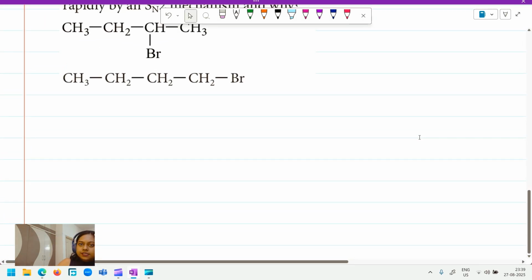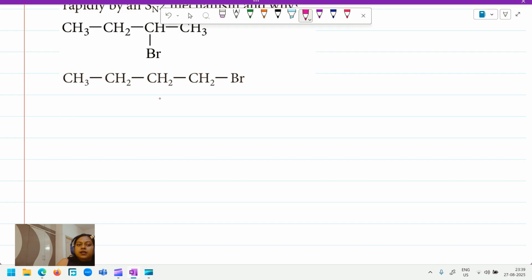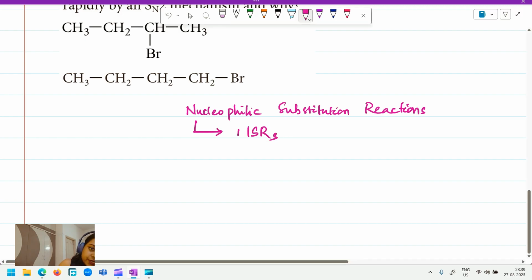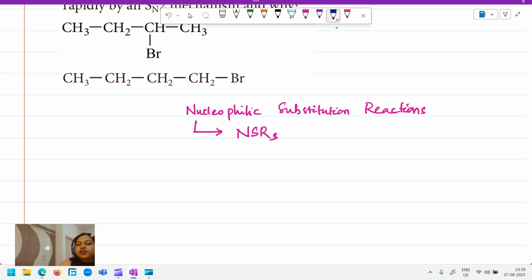So let's start. What we are going to talk about is nucleophilic substitution reaction. Nucleophilic substitution reactions with respect to what class of molecule? I'm going to write this as NSR, nucleophilic substitution reactions. With respect to which groups of organic molecules? This is with respect to haloalkanes or haloarenes.